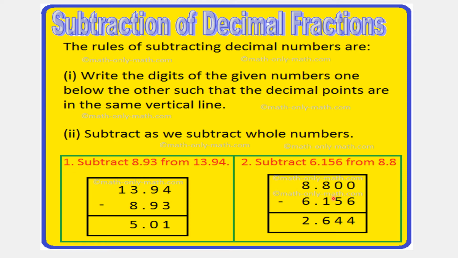Now this is having 3 decimal places, minus 6.156. Now you have to borrow. You borrow from here, this becomes 10, then this becomes 9 on borrowing 1 here. So this will be 10 minus 6, 4; 9 minus 5, 4; and 8 will become 7, 7 minus 1, 6; and 8 minus 6 is 2. So the answer is 2.644.